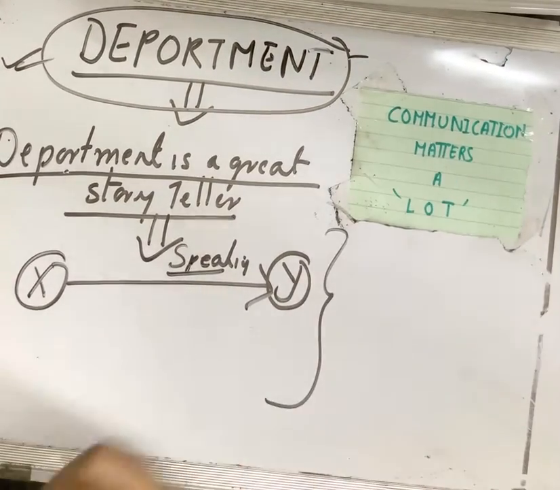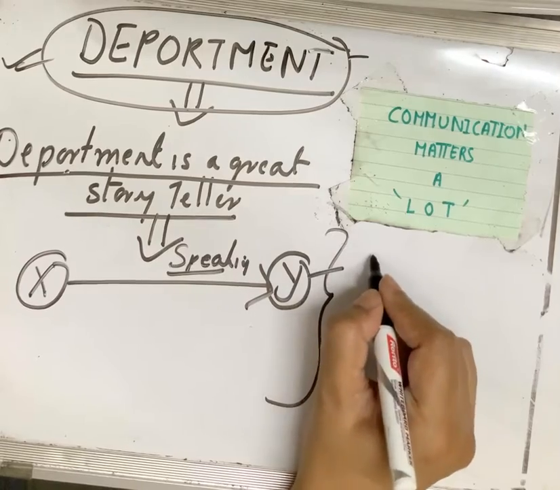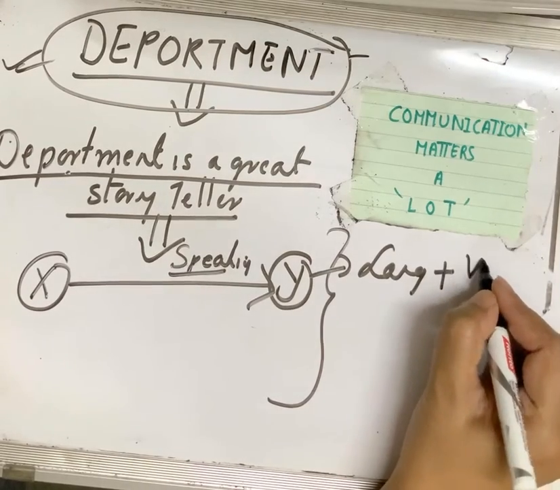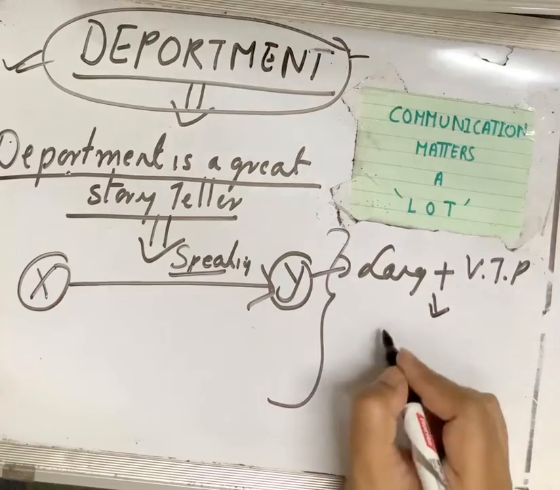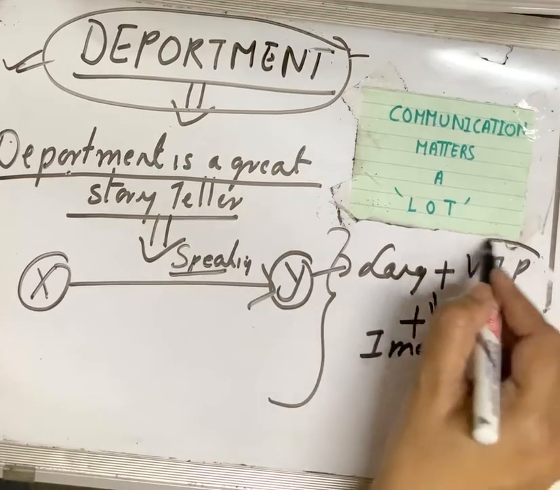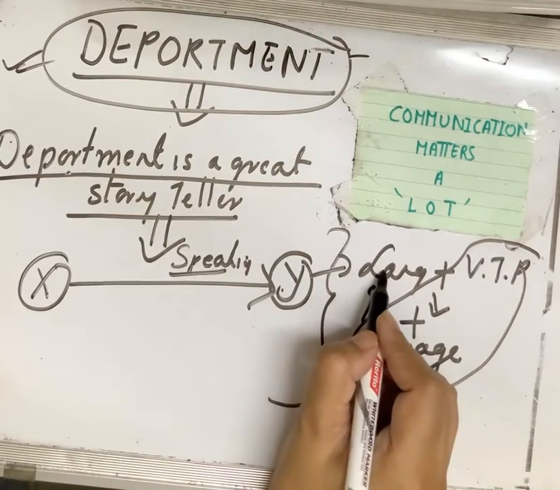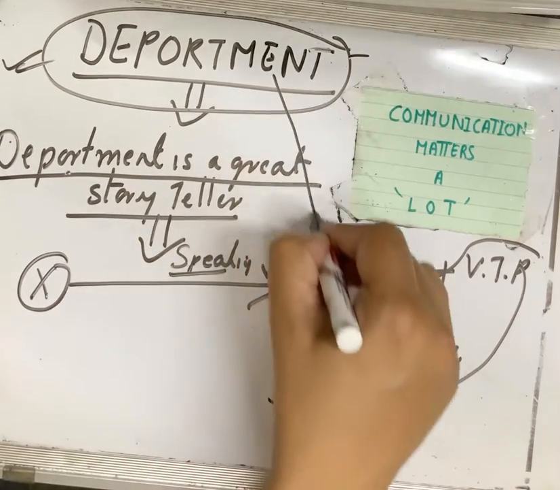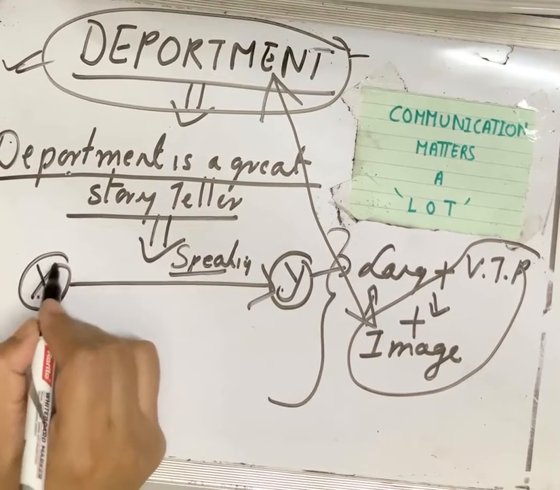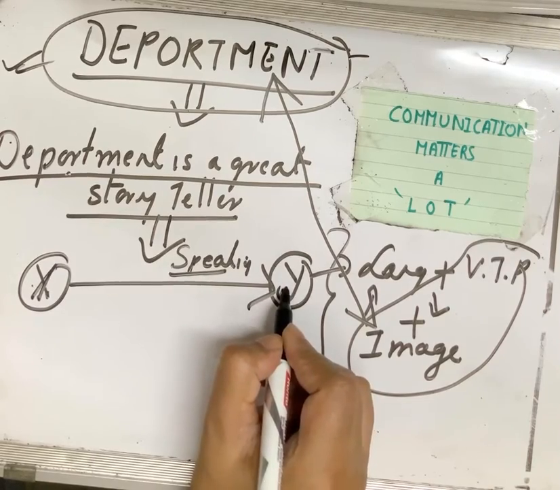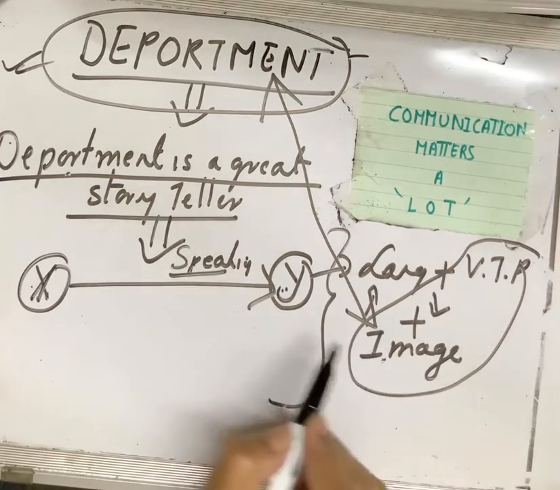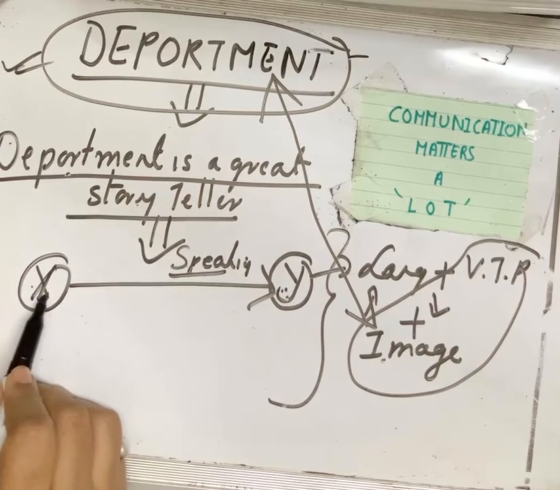We have seen in the last video that for Y it is language plus the voice, the tone and the pitch, plus it is also the image X presents to Y that decides whether Y is going to believe the language or not. Deportment is the image X presents to Y. That means when X is standing in front of Y, Y is squarely looking at X, and X's image tells Y the story about X. How?